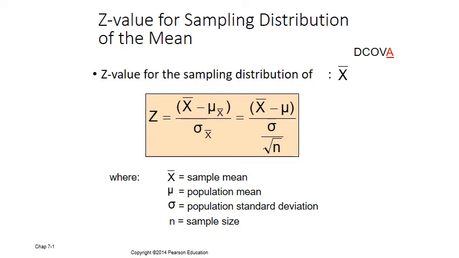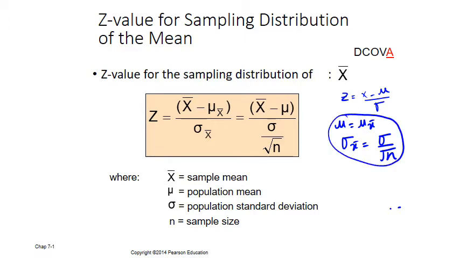So this is the second topic of the second lecture. We have seen in the previous topic that we were using the formula z equals x minus mu over sigma, and in the last topic we have verified that mu x bar equals mu and sigma x bar equals sigma by square root of n. I have uploaded an example where I have proved this fact.